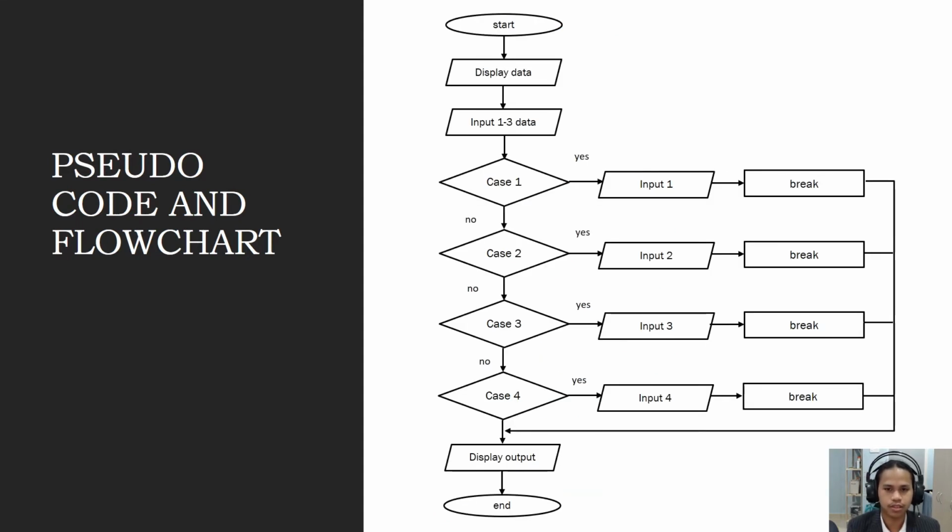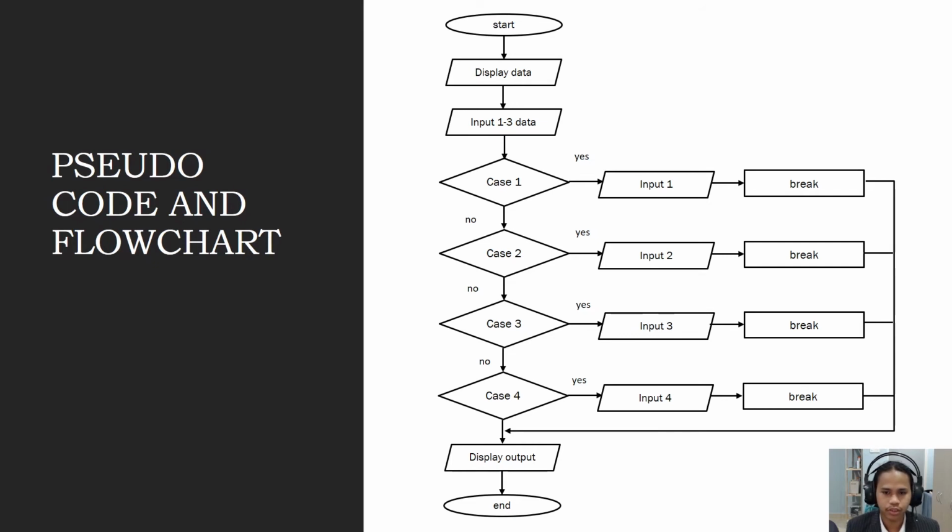So in the flowchart, the program will display all the databases, which are database 1, 2, and 3. So the user can choose which database they want to use. In the database, there are 4 cases.